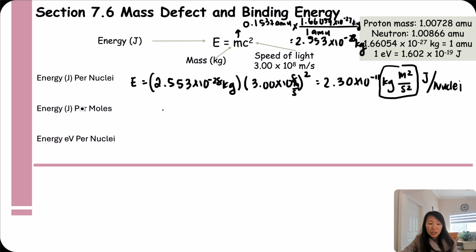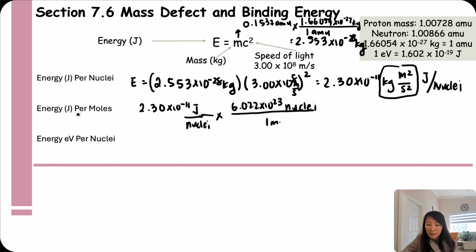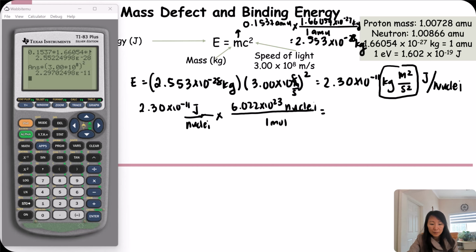What about energy in joules per mole? Well, we're going to take that 2.30 times 10 to the negative 11 joules per nuclei. And if you recall from many months ago, maybe a year ago, there is an Avogadro's number, 6.022 times 10 to the 23 of anything, and this one happens to be nuclei, is equal to 1 mole of it. So this is your typical Avogadro's number. I already have my joules per nuclei, so I'm going to multiply by Avogadro's number, 10 to the 23rd.